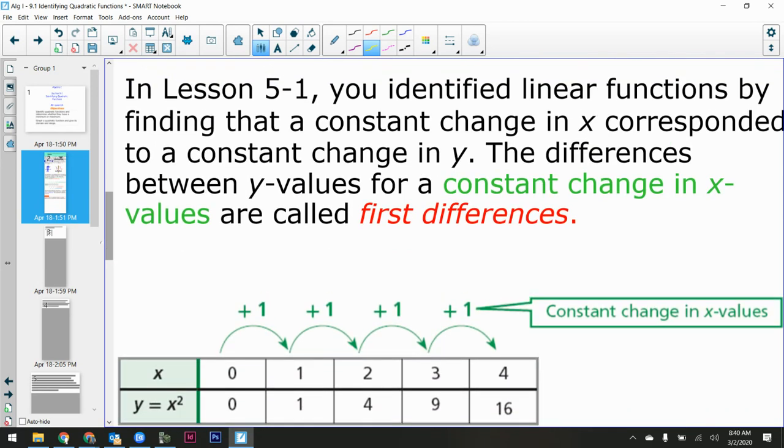In lesson 5.1, we identified linear functions based on the change in y as it relates to the change in x. What am I referring to? Aligns what?